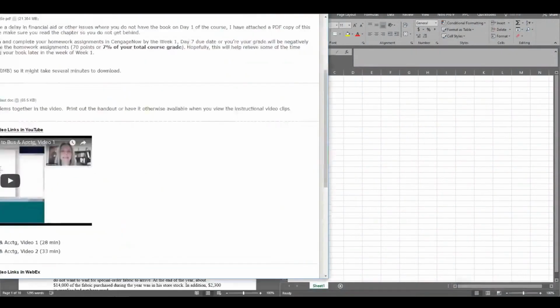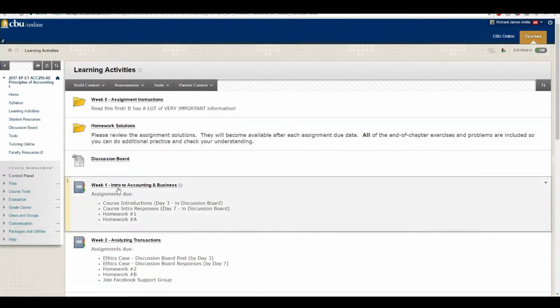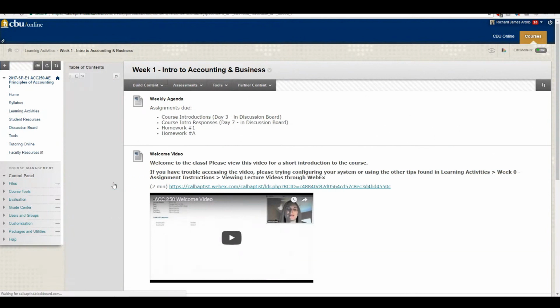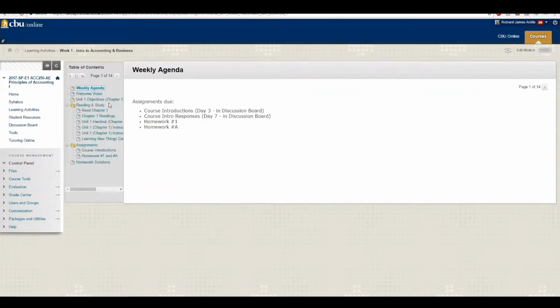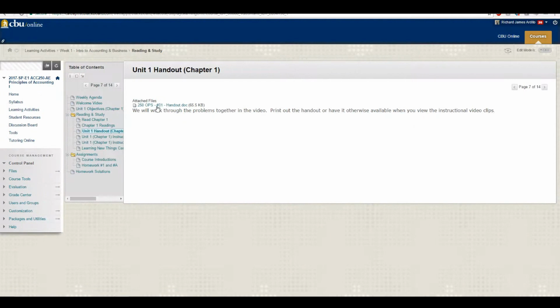Okay, so in the course, if you go to learning activities, and then go to week 1, yours looks a little different than mine. In fact, let me turn on edit mode so it looks more like yours. We want to go to reading and study. So under reading and study, we have our unit 1 handout right here. Go ahead and download that. That's what we'll be working from in this video.